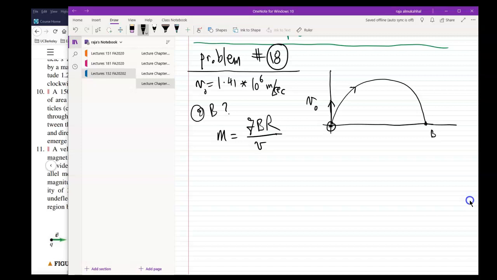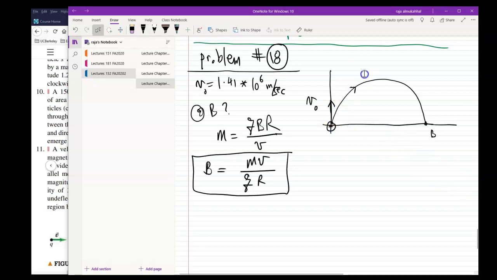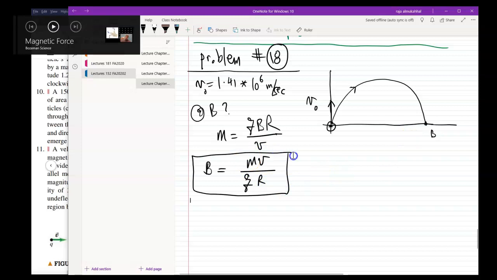Okay? We're not interested in the mass. He wants B. So let's solve for B here. B is equal to mv over qr. Is that right? There we go. That's the formula I need. How do I know? Because he said the electron is moving in a semicircular path. Well, that's just like mass spectroscopy. So basically, it's telling me to use this formula.